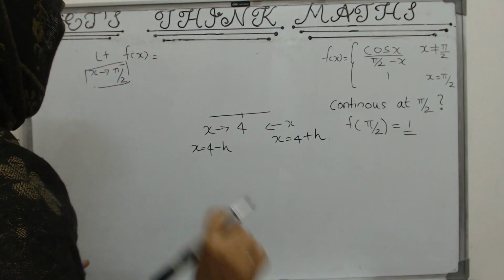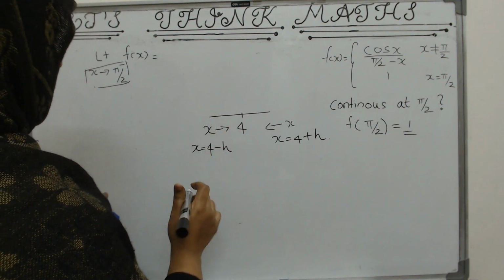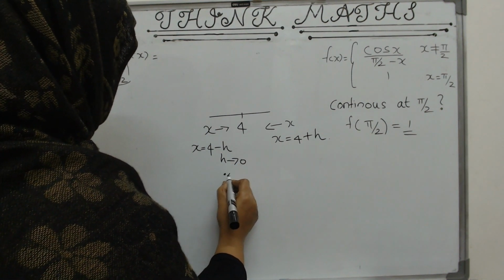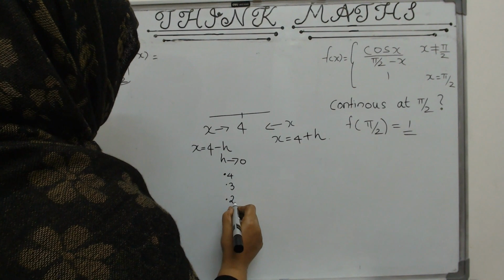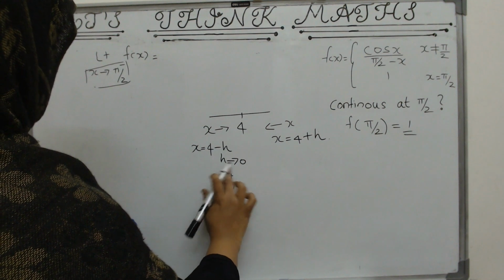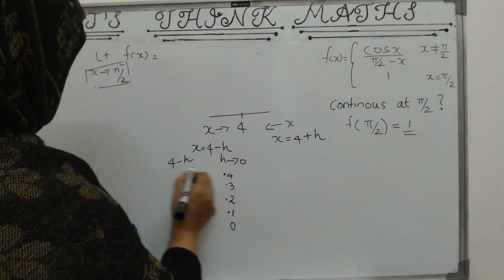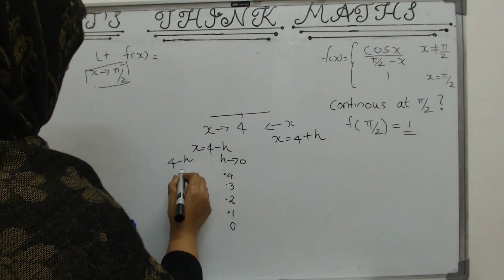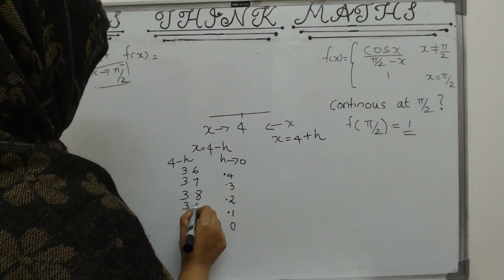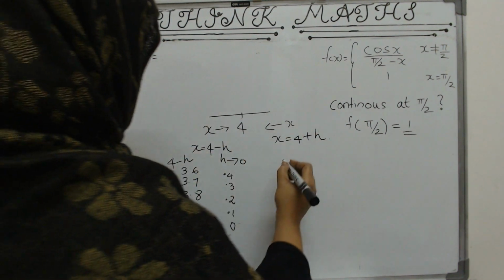Here h is an incredibly small amount, like 0.2, 0.1. It is very small. Then as h tends to 0, what happens? Suppose h goes from 0.4, 0.3, 0.2 to 0.1 and then it slips to 0. So as h goes towards 0, what happens to x? x is 4 minus h, right? So 4 minus 0.4 is 3.6, 3.7, 3.8, 3.9 and it slips into 4.